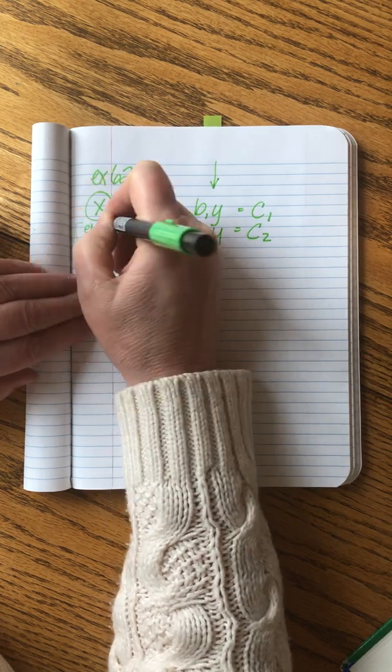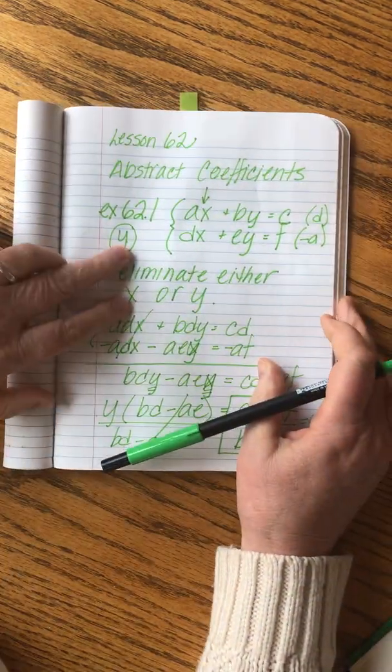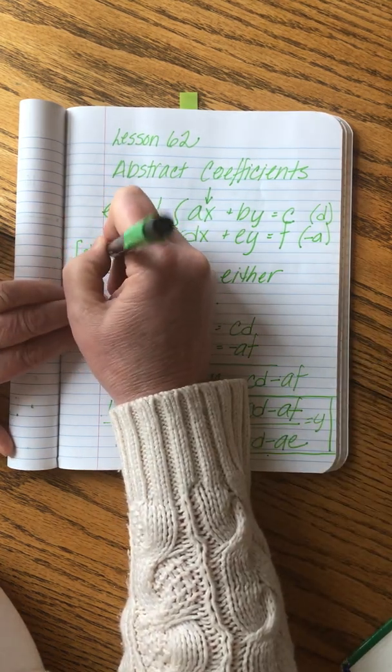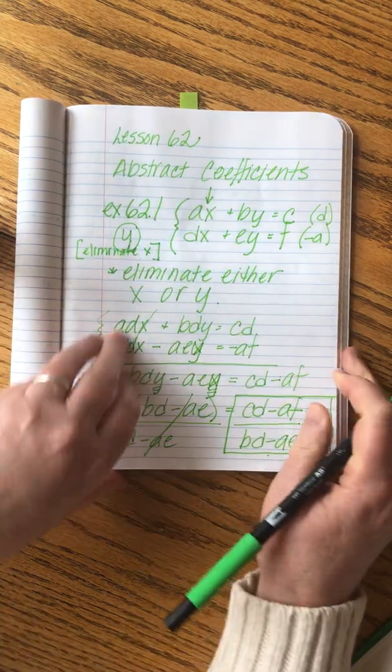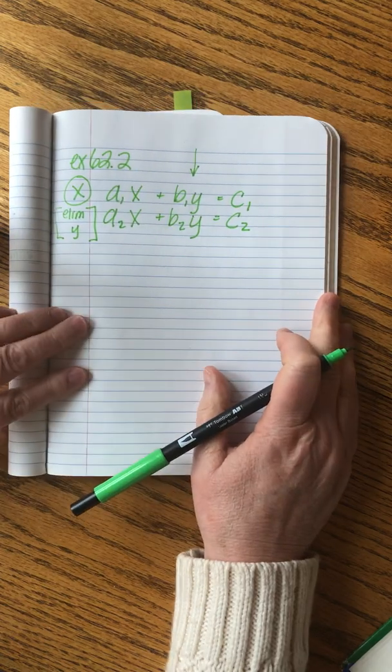As soon as we see solve for X, we know we want to eliminate the Y. As soon as we see this, this tells us we want to eliminate the X's, okay? So, John is very direct in giving us a game plan.